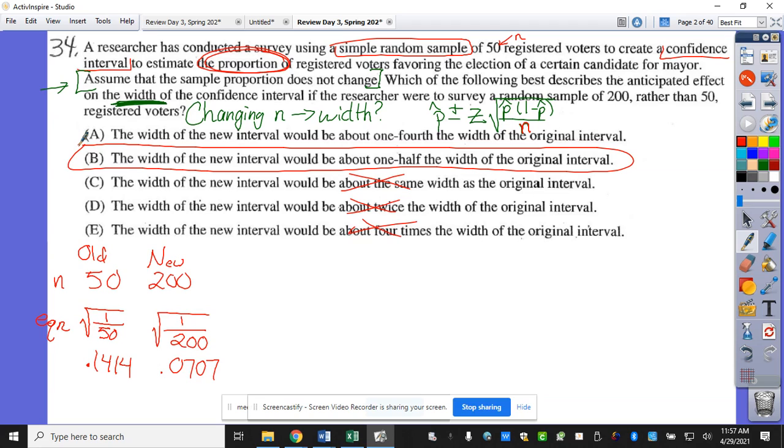Now, there is a way to answer this problem that some of you did during the chapter that you probably forgot about. When I go from 50 to 200, how did my sample size change? Multiply by 4. Which means, how does my standard deviation change?